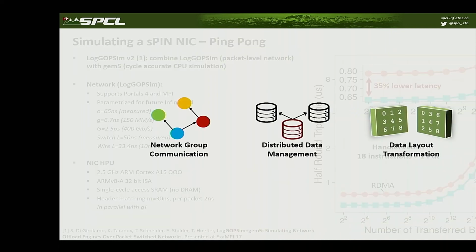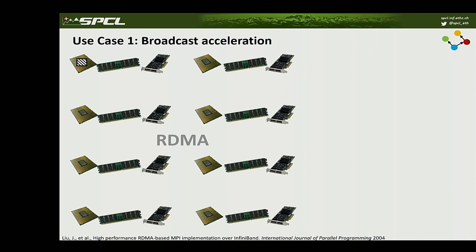So now I want to give you 3 use cases very briefly that can benefit from network acceleration. The first one is broadcast acceleration. If you don't like broadcast because you're a machine learning person, if you like reduce much more, even all reduce, it's basically the same thing for all reduce, just more messages. So just bear with me.